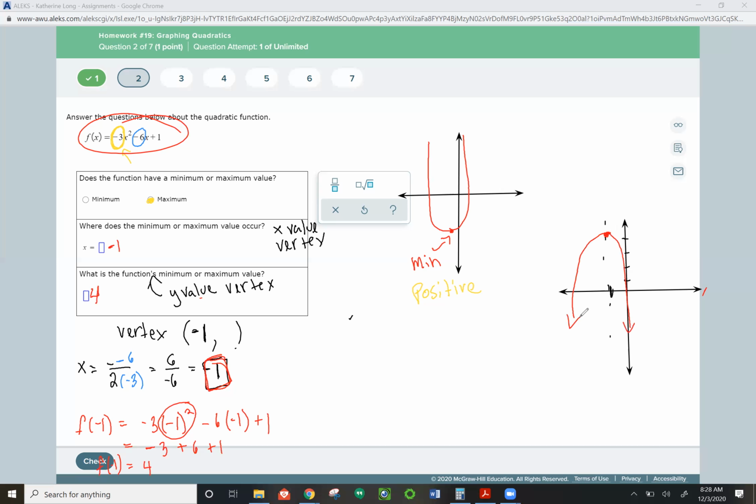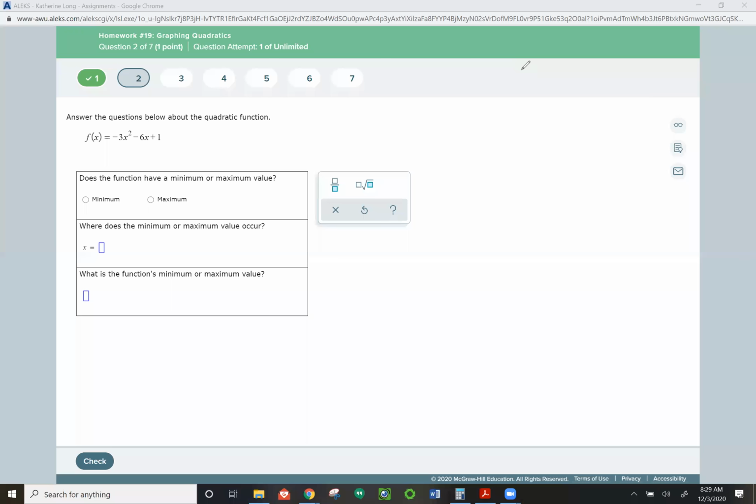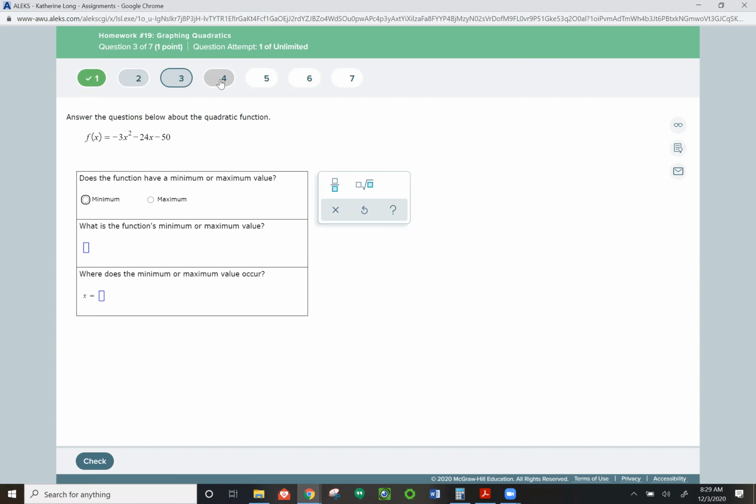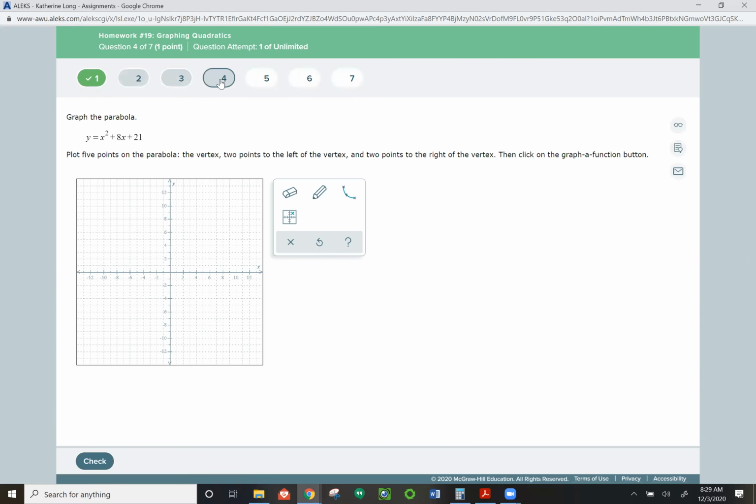So when you're doing question 2, and I think question 3 is the exact same, the first thing you have to do is determine whether it's a maximum or minimum. So look at your a value. And then for the next two parts, you're going to find the vertex. The first one will be the x value of the vertex, and the second one will be the y value of the vertex. Question 3 is the same exact thing. Just work it out that way. And then let's move on to 4.